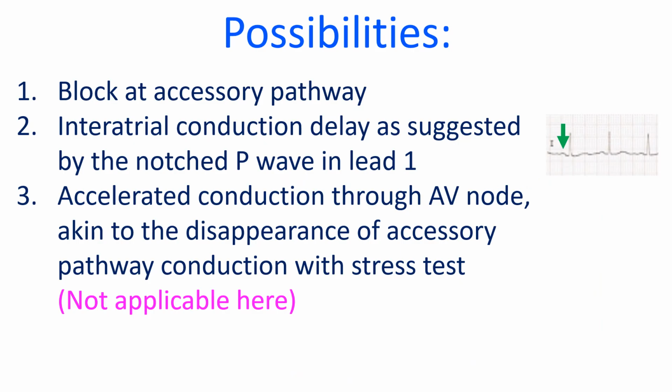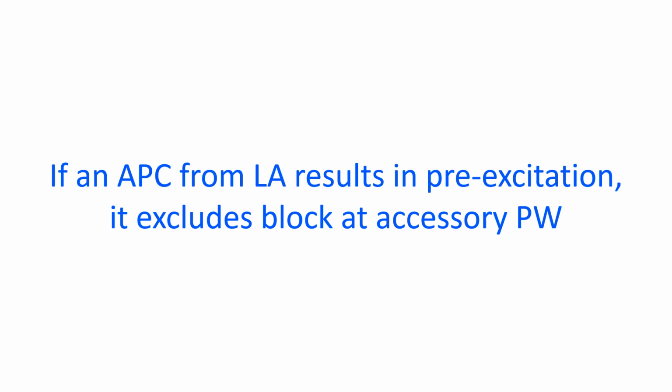This can happen due to 3 possibilities. 1. Block at accessory pathway. 2. Intra-atrial conduction delay as suggested by the notched P wave in lead 1. 3. Or accelerated conduction through AV node, akin to the disappearance of pathway conduction with stress test. The last one is not applicable here. The initial 2 cannot be differentiated in surface ECG. Of course, some soft pointers may give some clue.